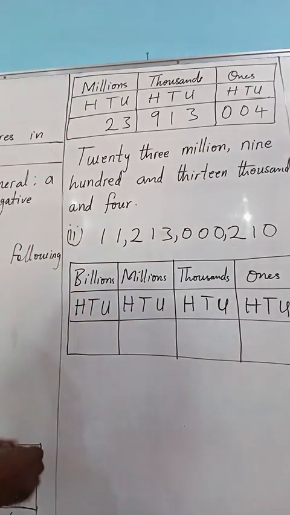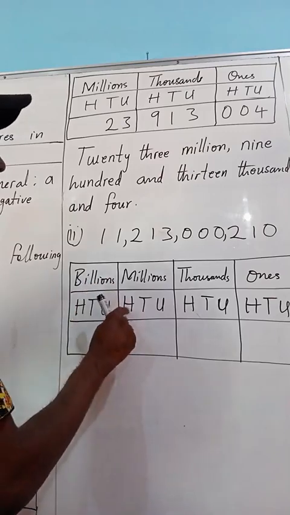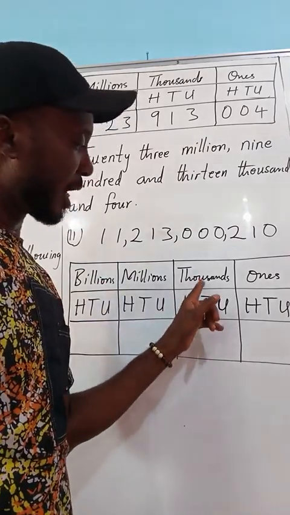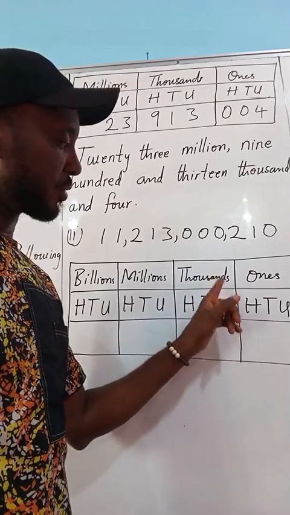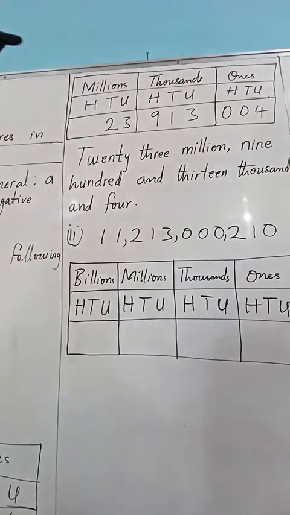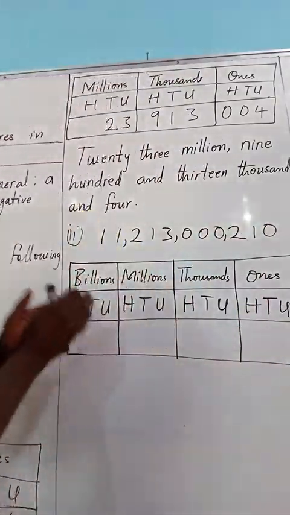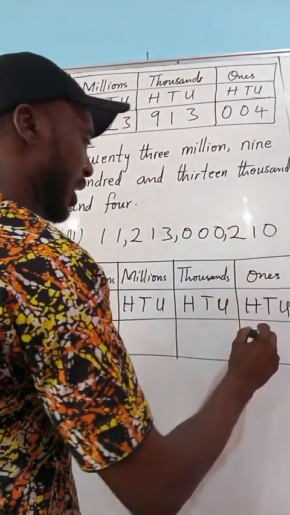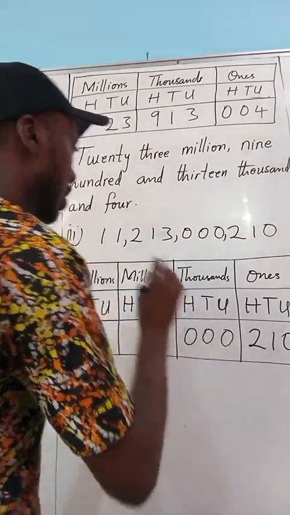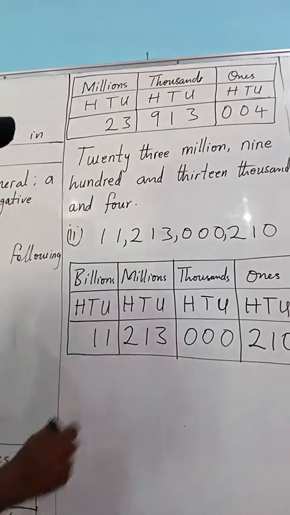Now when you look at this, you find out that this is hundreds of billion, tens of billion, and units of billion. Hundreds of million, tens of million, and units of millions. Hundreds of thousands, tens of thousands, and units of thousands. Hundreds, tens and units. Alright, now we have to write this group of numbers in each of the boxes where they belong to. So we have here as 210. We have here as 000. We have this one as 213, and we have this one as 11.